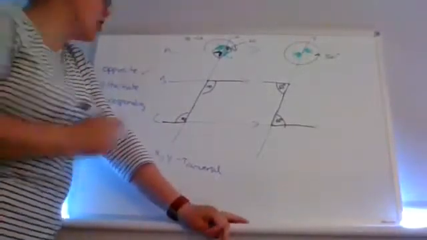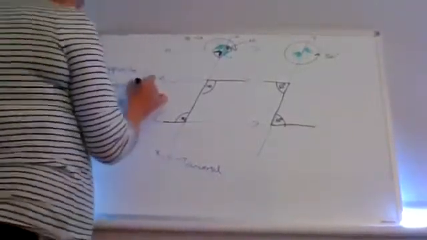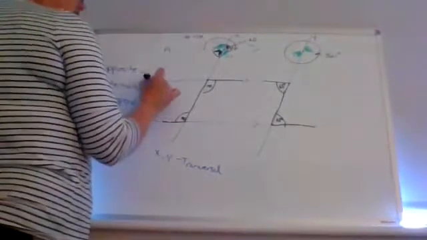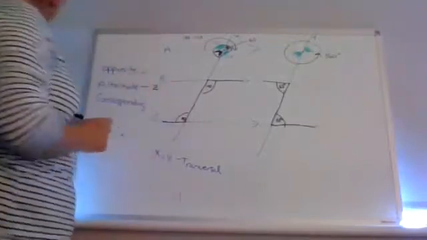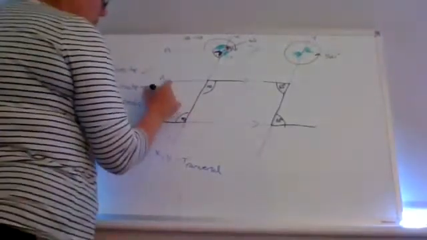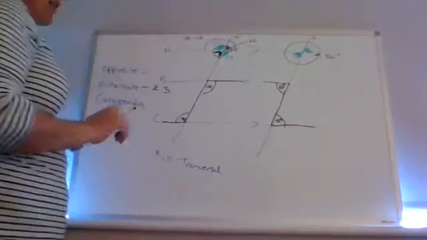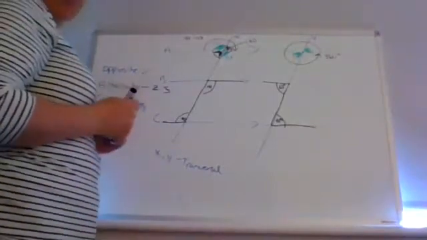Okay? So when you're looking for alternate angles, you're looking for, are there parallel lines? Is there a transversal? And then you're looking for the shape of a Z. Okay? And the Z can be forward or backwards. And your angles in the Z are then equal to each other.